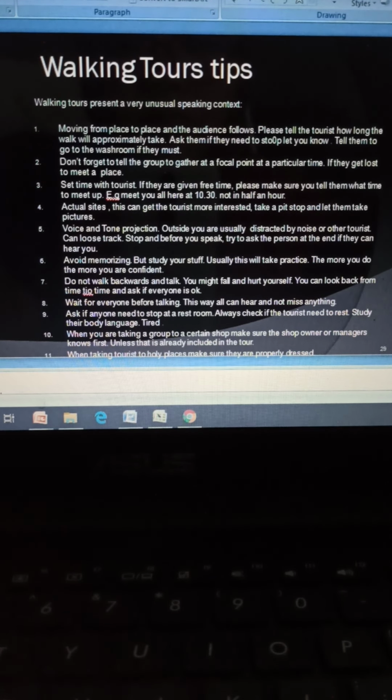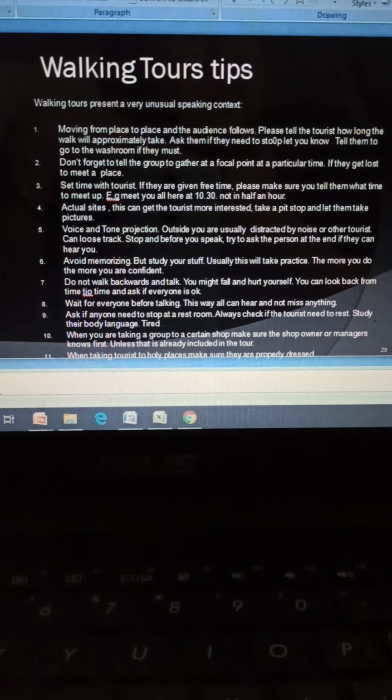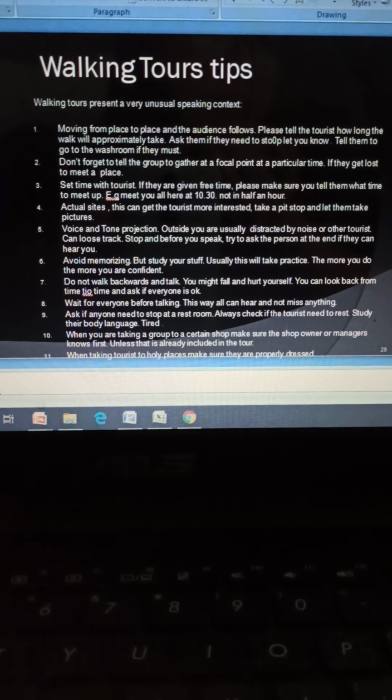And then before going to a shop, if you're bringing a big crowd, let the shop know that you're coming first, unless it's already inside the tour. And if you're going to a holy place, like a temple or a mosque, make sure you brief the tourists on the do's and don'ts, the code of conduct for these places. Like clothes, be quiet, respect the people, take off your shoes and stuff like that. All right.